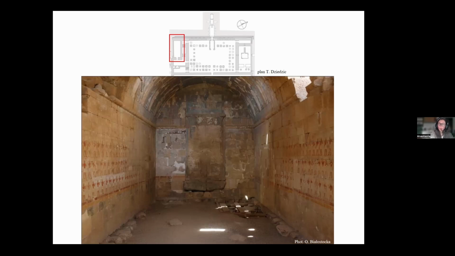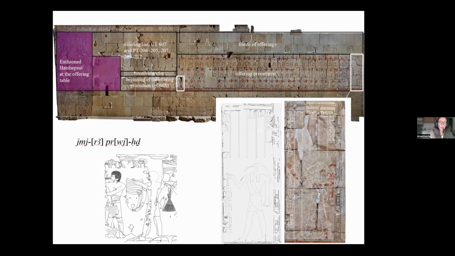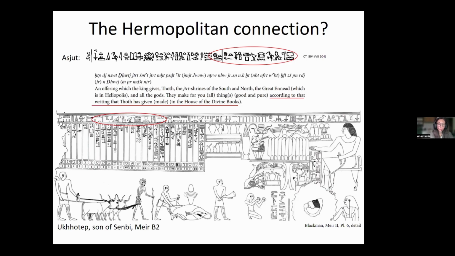occurring only once, and this is Jehuti's main title, the overseer of the treasury, occurring here on the north wall at the head of what is to be seen as the offering procession proper. Closing this procession, there was a god Jehuti represented, so one may think of a homonymity of names underlined here. And interestingly, the speech of Jehuti seems to be inspired by the text typical for the Hermopolitan area, popular in the Middle Kingdom, namely offering formulas that mention Thoth and the dual shrine of the south and north, who act according to the writing that Thoth has made in the house of divine books.